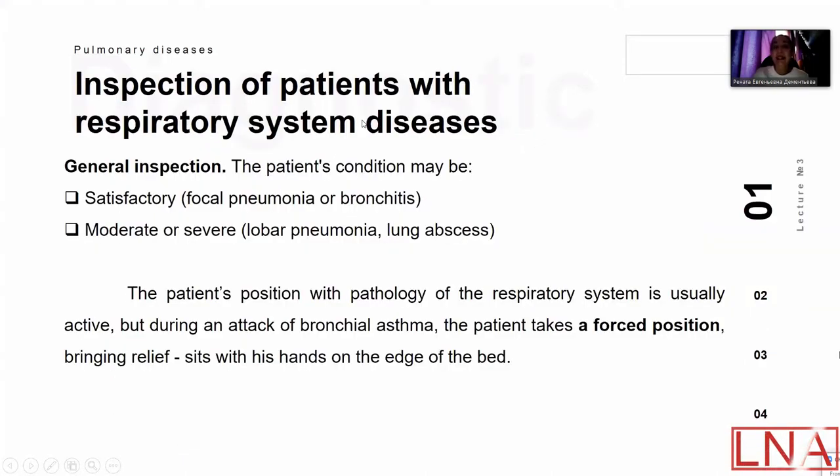Next, moments about inspection of a patient with respiratory system disease. Yes, we discussed it in practical class. It will be only a list of some special terms in the inspection of a patient with respiratory disease.